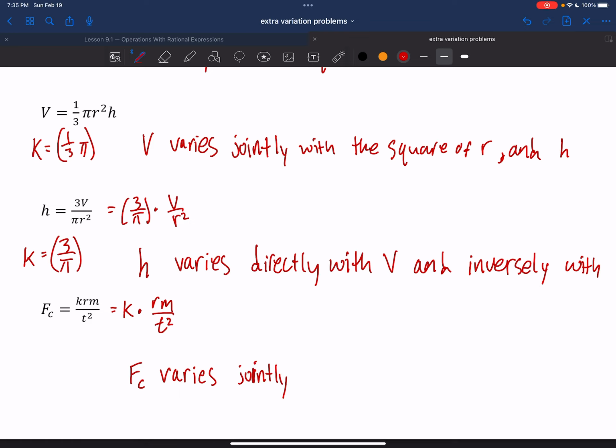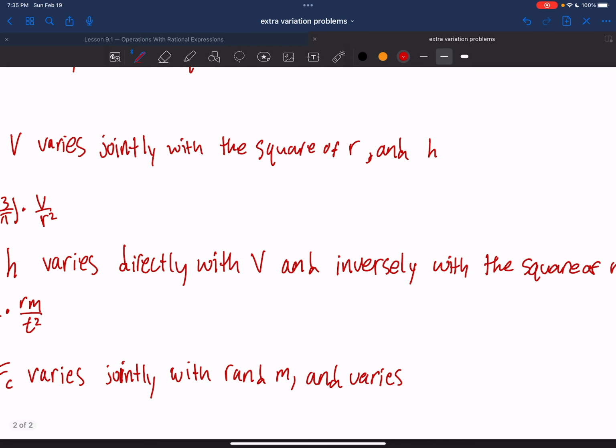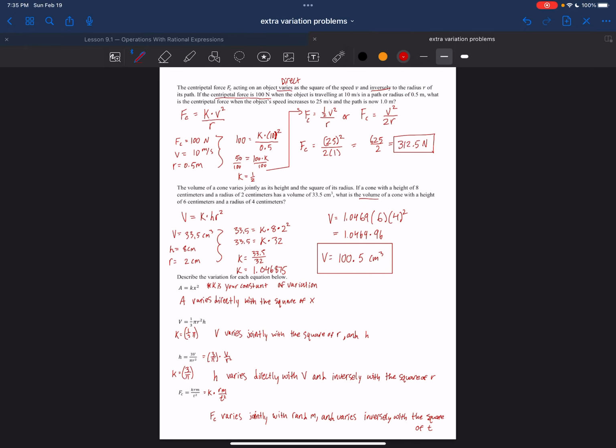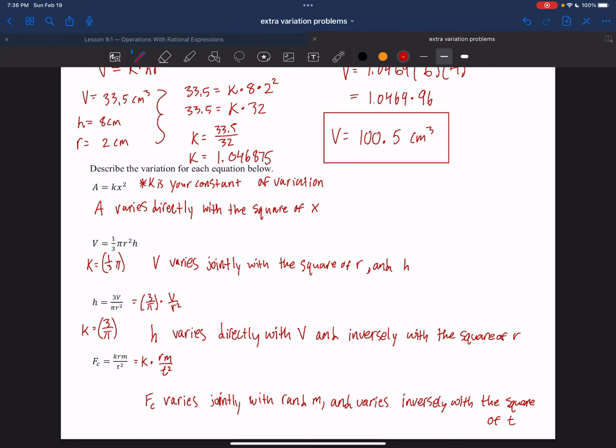I believe you could also say FC is in joint variation with, varies jointly with r and m, and varies inversely with, well, not t squared, but the square of t. And there it is. Okay? All right. Hopefully those verbal descriptions help you describe these things.